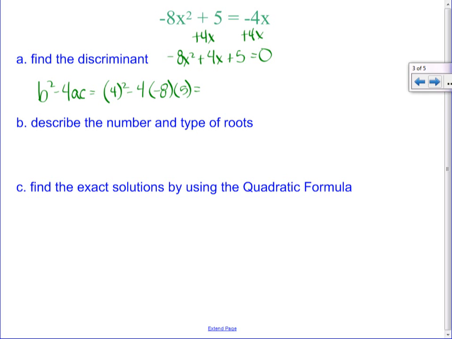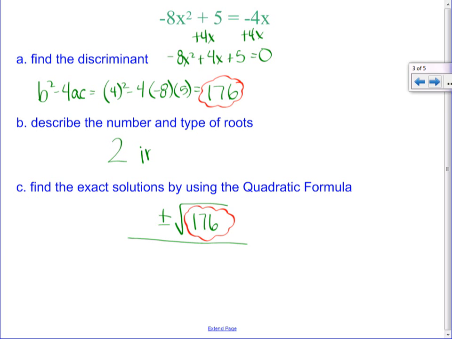What do we get? Okay, so let's think about that. If we have our quadratic formula down here, we just found this number that goes under the root. Can we square root that without getting a decimal? No. Okay, so are we going to get rational roots? No, we're going to get 2 irrational roots.